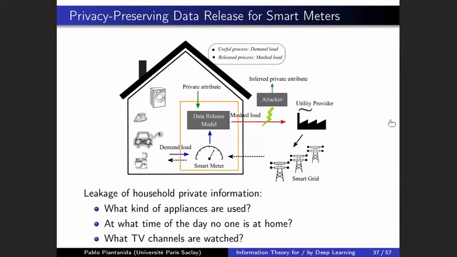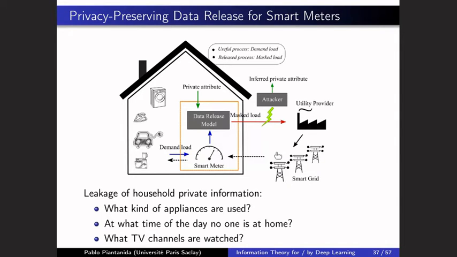And why are we interested in this problem? Well, because the information that smart meters release from your houses carries sensitive information, like the type of appliance that you're using, or whether you are home or not at particular periods of the day. In some cases, don't ask me why, you can even guess the TV channels that you're watching. So this is quite surprising.